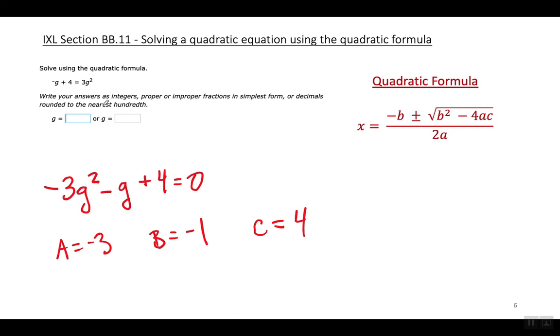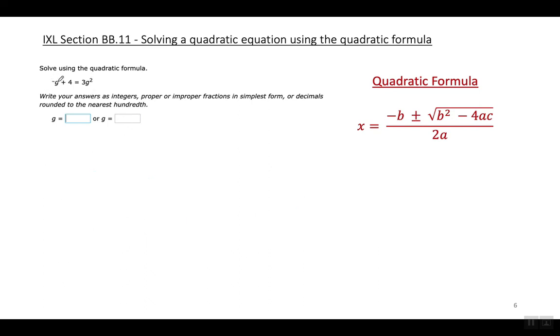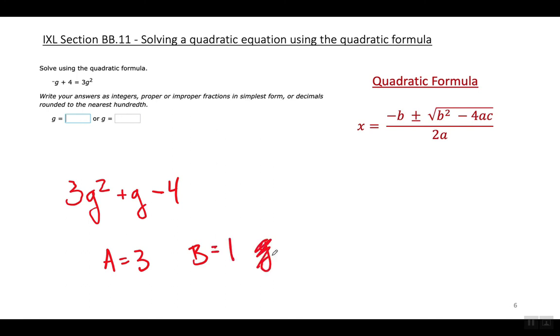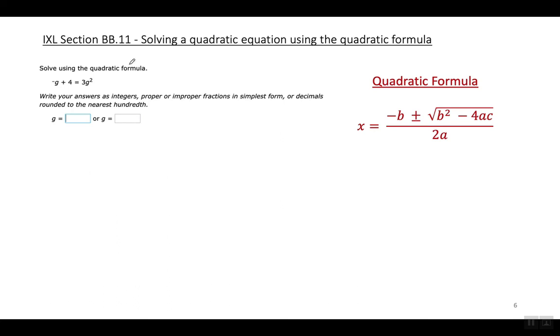Another way you could do it is instead of moving 3g squared to the left, move these two to the right, making it 3g squared plus g minus 4, which would make a positive 3, b positive 1, and c equals negative 4. Okay, so both ways give you the exact same answer, so it doesn't really make a difference which way you prefer. Let me do it the first way, which I think is the way that most people are going to see it, which is moving 3g squared to the left.